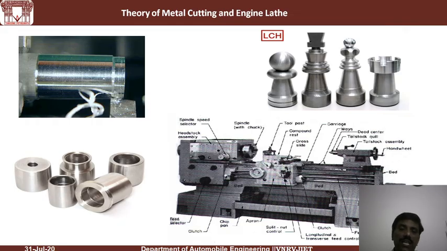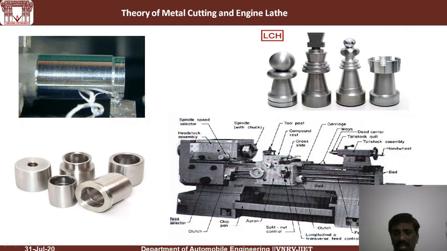So that's what we study in this unit: how the material is removed, why we need to remove the material, and what is happening during the metal removal process. All those things we discuss during the metal cutting process. In order to remove the material, we require a cutting tool, and we require a machine tool. Depending upon the shape and the size of the workpiece, various machine tools are available.